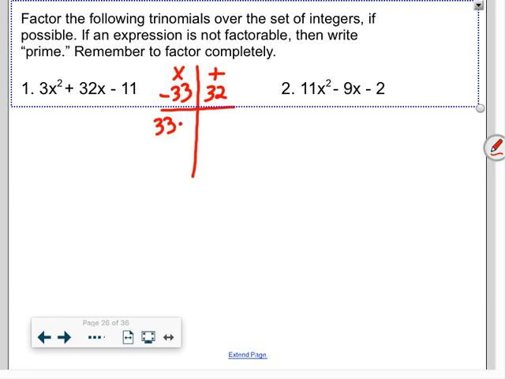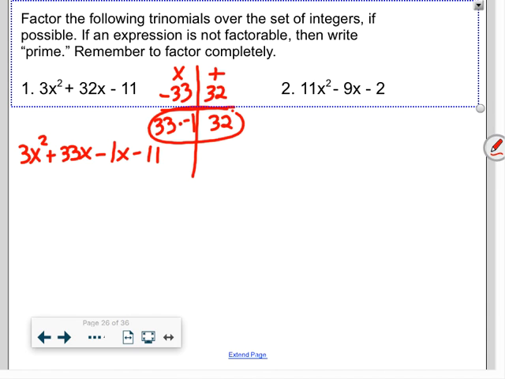So I'm going to try 33 times negative 1. Hey, that worked. I got it on my first try. So watch what I'm going to do. This is 3x squared plus 33x minus 1x minus 11. If you put negative 1x first, the middle of our work will look different, but our final answer will be the same.